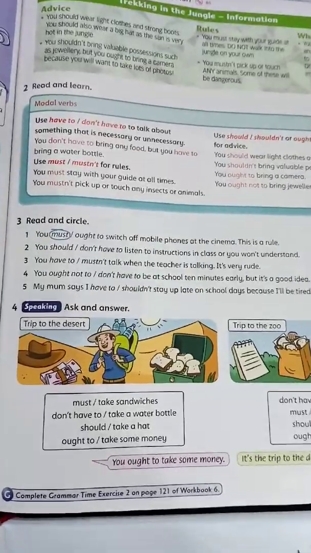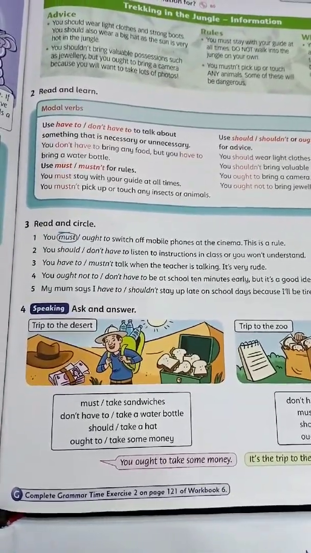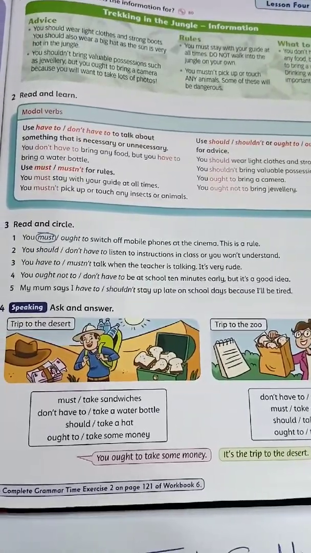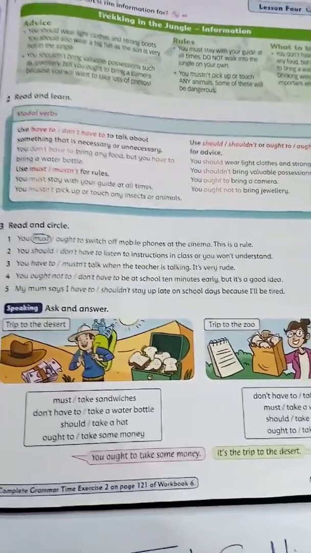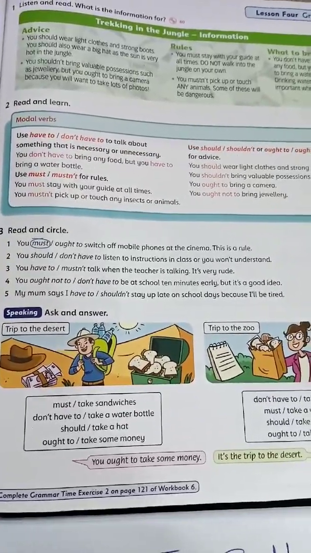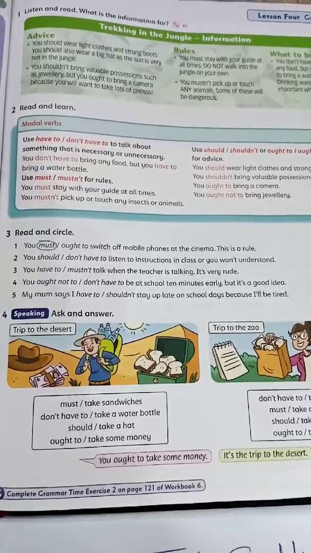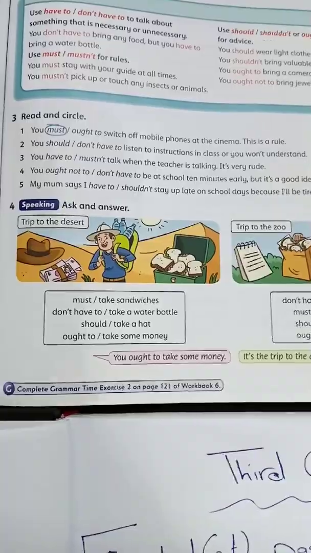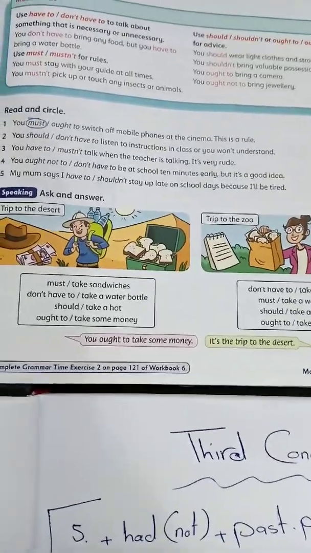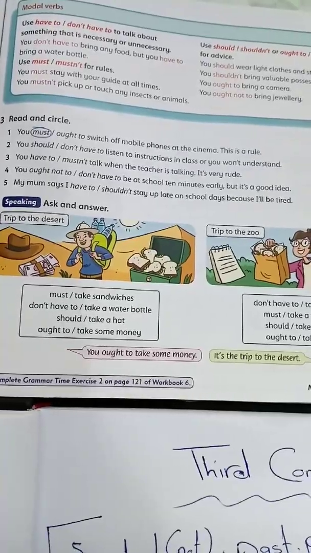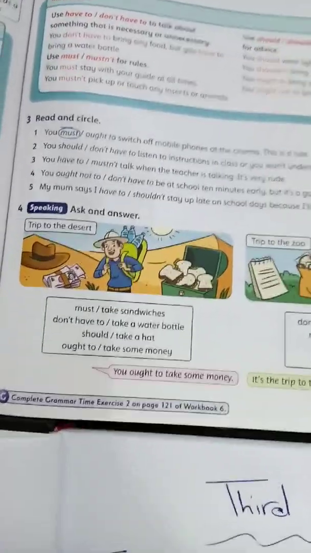Okay, let's go to the exercises. Read and circle. Do them at home. Let's say it's homework. Do it and then I will ask you. Okay, here we have speaking. We have some short sentences or words. Try to make full sentences from these.